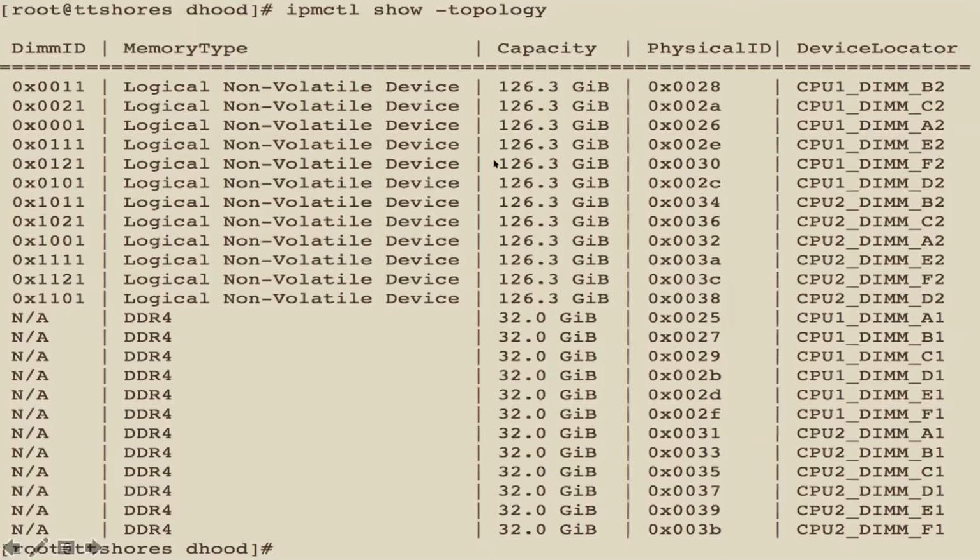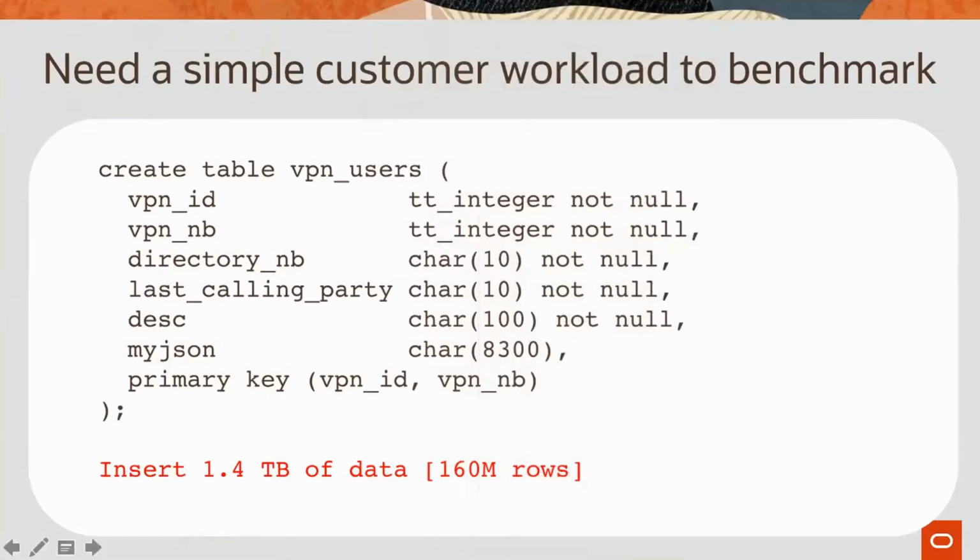And obviously we could have chosen to have 256 or 512 modules to have larger capacity. So that was a choice. So we got some hardware. Now we need a workload. There's an infinite number of workloads. I wanted to choose the simplest possible workload which still had customer relevance.